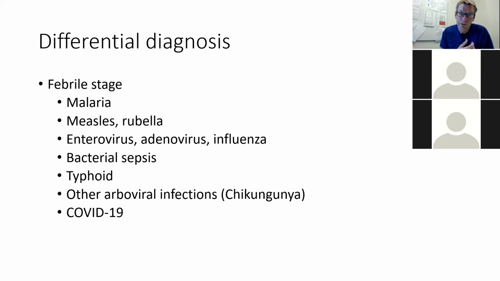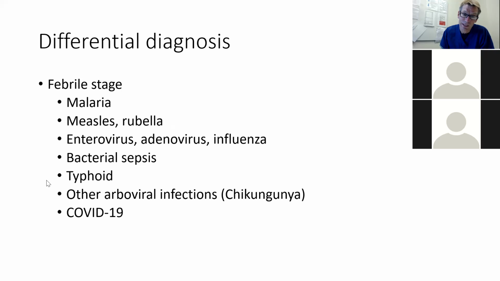And many children with dengue, if they've got warning signs or they've got severe dengue, then they look like they might have bacterial sepsis. And it's important that we also look for that, take a blood culture if you can, and start them on antibiotics for bacterial sepsis.